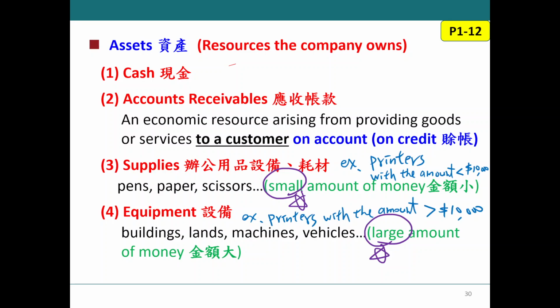That's why I mentioned definition is very important. Definition will define whether it is supplies or equipment, even though both of them are printers. Okay? So please remember definitions. Definition will define what it is. But no need to memorize each word. You just remember the key words. Okay? Any questions? No problem? Yes.